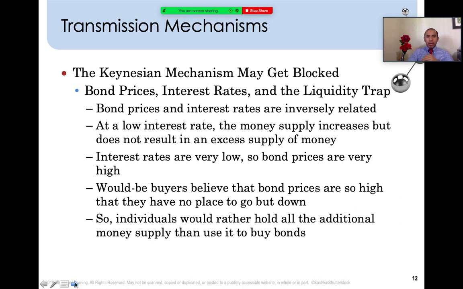So when we're looking at low interest rates, the money supply increases, but does not result in significant excess in the money supply because it could be used in the bond market. When interest rates are very low, the bond prices tend to be relatively high. And this is often confusing for people. Why, with higher bond prices, is the interest rate low? Shouldn't a high bond price yield a higher interest rate? They happen to be inversely related. The buyers could believe the bond prices are so high that they have no other place but to go down, so individuals will rather hold the additional money supply than buy bonds.